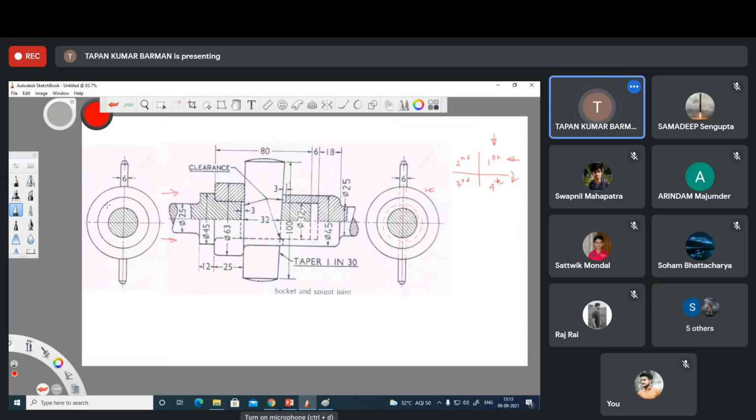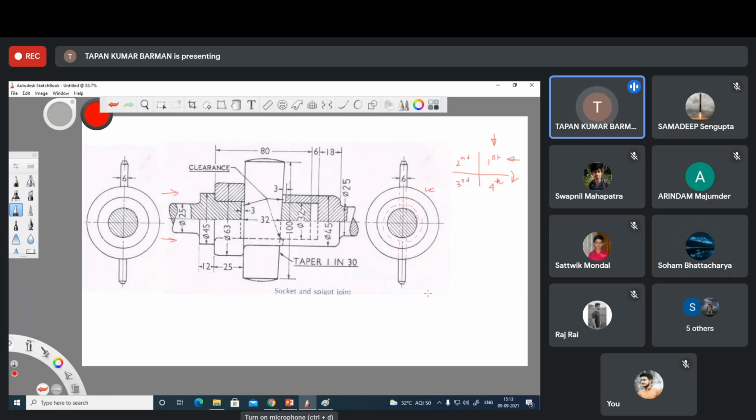Easily we can change the position of the view, but once we have defined that we are drawing this object in the third angle view or in the first angle view, after that it cannot be changed. Is it mentioned anywhere that the drawing has been drawn in third angle or first angle? No, sir. Absolutely not.